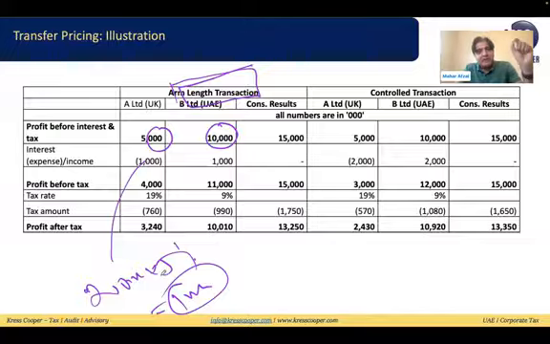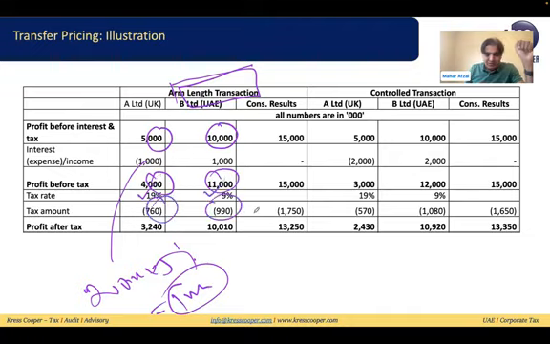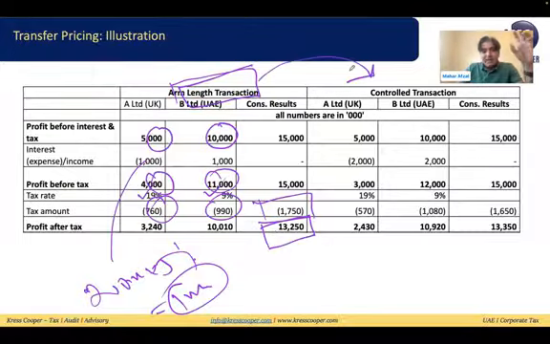This 1 million is the interest expense of the UK company, and 1 million is the interest income of the UAE company. So their profit before tax is 4 million and 11 million, tax rate is 19% and 9%, tax amount is 760 and 990. The total tax they are paying to the authority is 1750, and their net of tax profit is 13250. Now A is managing the transaction. A is controlling the transaction.